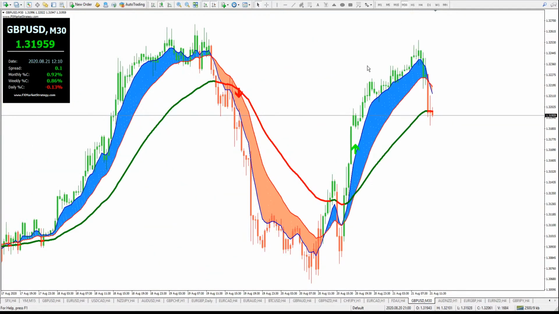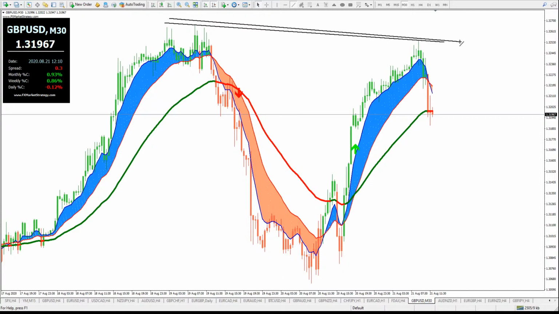Here's pound dollar, guys. I do expect this to continue coming down. So, risk to reward ratio: if you have your stop loss at the top here and you take a sell here, that's probably not too bad. Okay, so I put the stop loss here. It's immediately in profit. Look at this, immediately in profit.